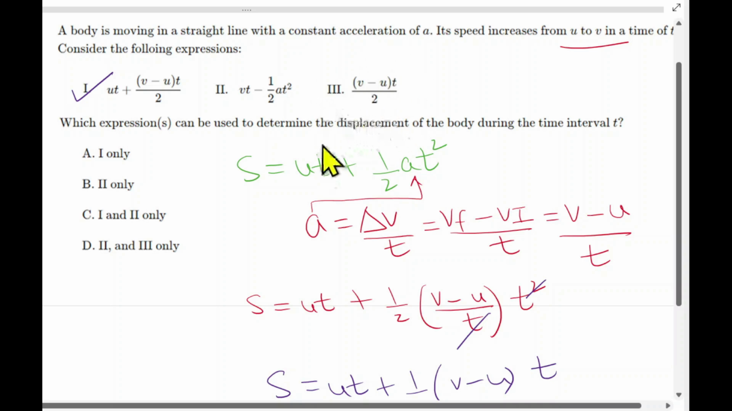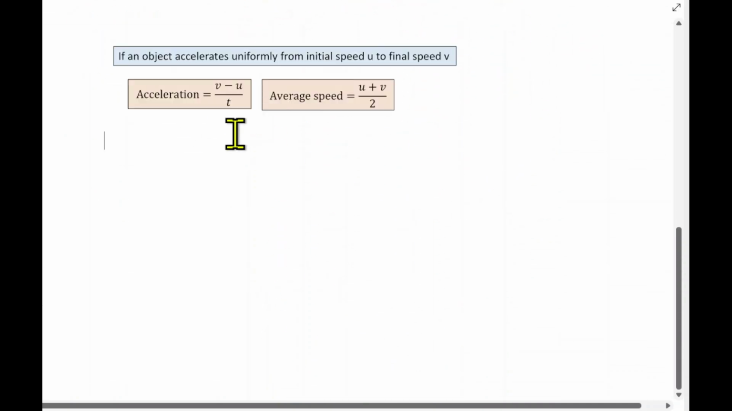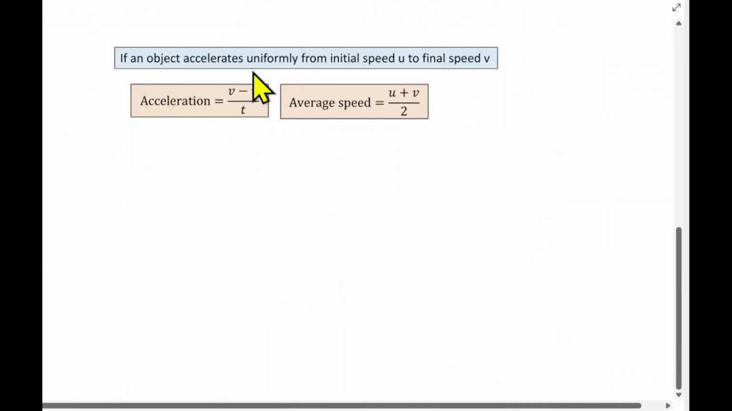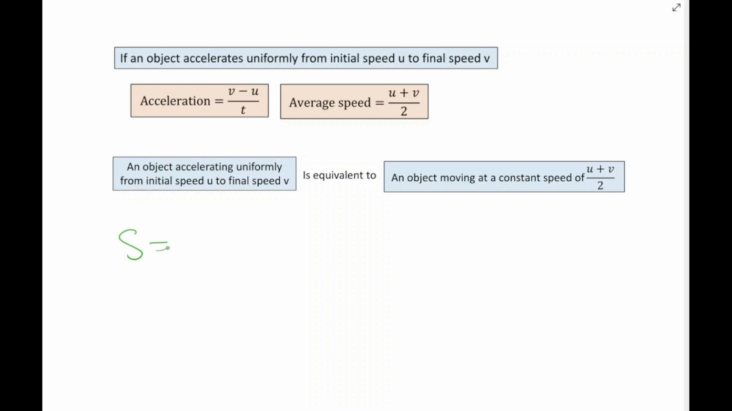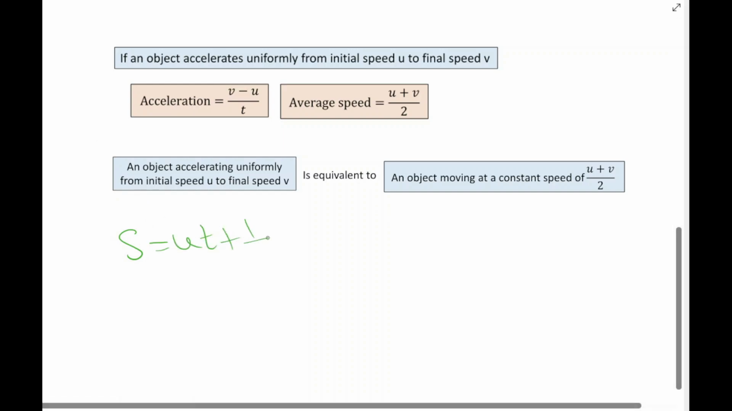Now, this is easy to cross out because let us revise the basic concept. If an object accelerates uniformly from an initial speed u to final speed v, then the average speed is given by this formula, u plus v divided by 2, which means an object which is accelerating from u to v is equivalent to an object moving at a constant speed of u plus v by 2. This means to figure out the displacement, we can either use the formula ut plus half at square or consider the situation where the object is moving at constant speed.